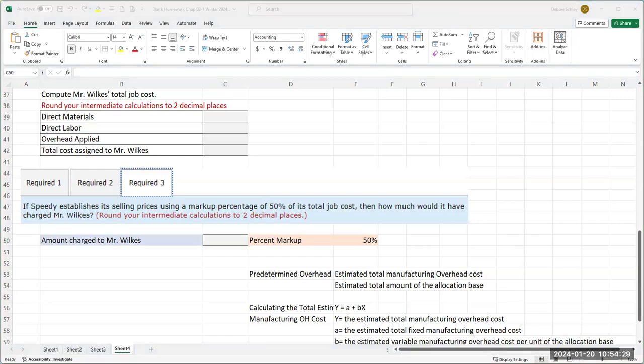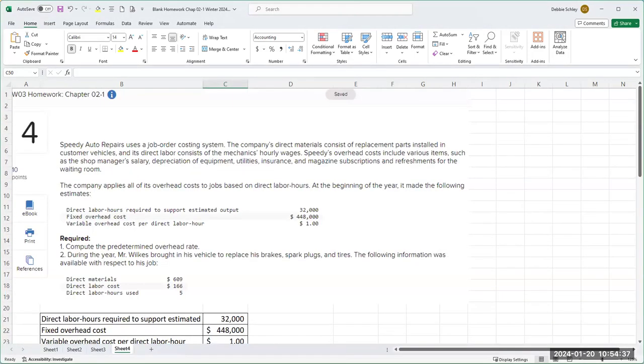Question 4. A lot of similar stuff, but there's a few little differences that they like to throw in here. Okay, so let's start at the beginning. Speedy Auto Repairs uses job order costing system. The company's direct materials consist of replacement parts installed in the customer vehicles, and its direct labor consists of the mechanic's hourly rate wages. Speedy's overhead costs include various items such as the shop manager's salary, depreciation of equipment, utilities, insurance, and magazine subscriptions and refreshments for the waiting room.